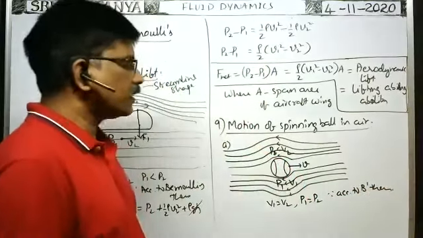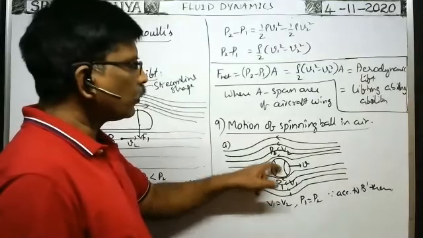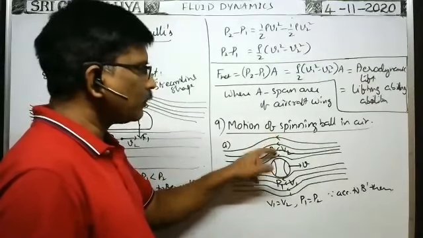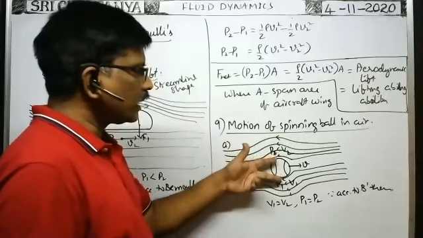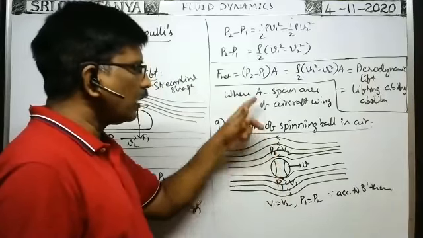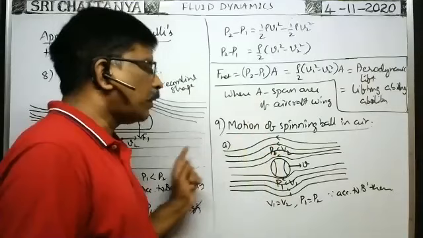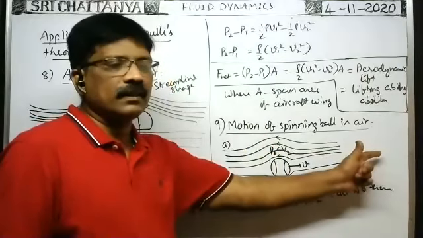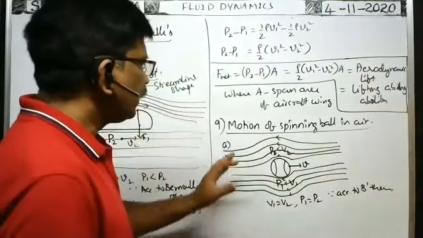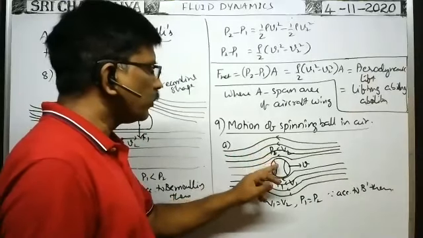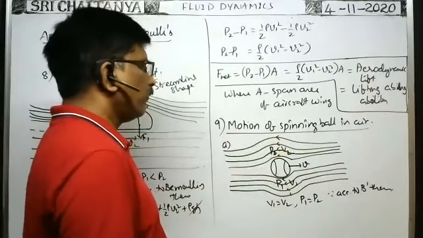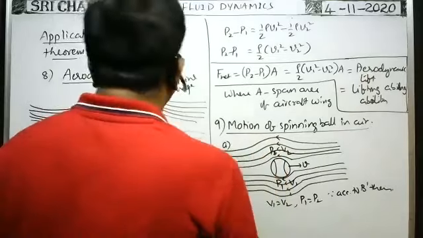Whenever the pressures are the same, the pressure at the bottom makes an upward force act, and the pressure at the top makes a downward force act. But both are equal. That's why the net force acting on the ball along the vertical direction becomes 0. So the ball travels continuously along a horizontal straight line. This is the case when the ball has no spin motion and only translatory motion.